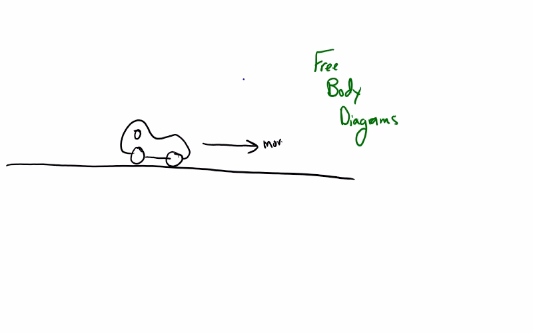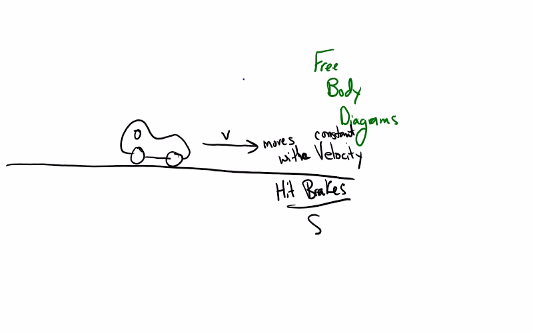So this is movement, with a velocity. Let's call that v. And in this particular case, it's moving to the right at a constant velocity. But then they hit the brakes. And once they hit the brakes, they start to slow down.